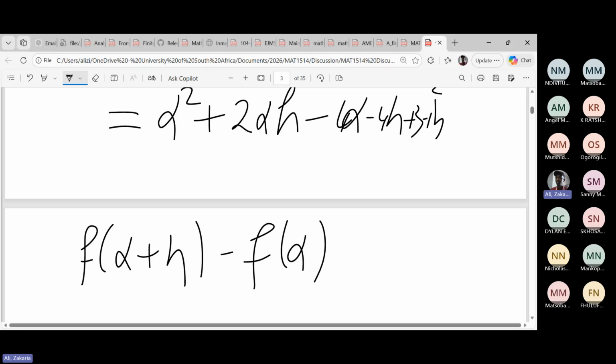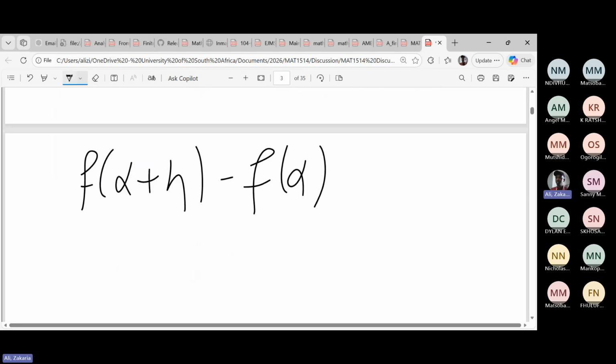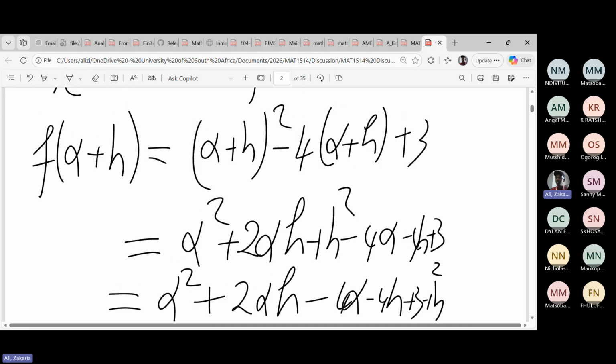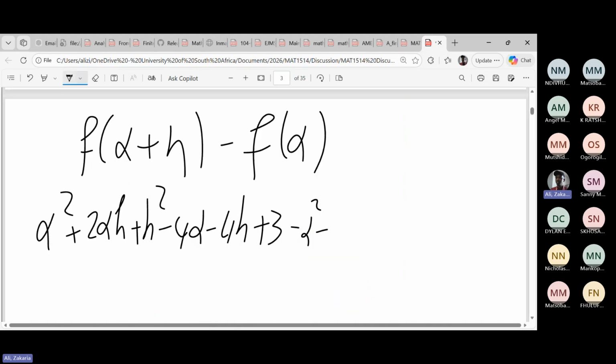And then when you substitute, if you look at f of h plus alpha, it was alpha squared plus 2 alpha h, let's say, plus h squared minus 4 alpha minus 4h, and then plus 3. Then f of alpha becomes minus alpha squared. Let me go and check f of alpha. Minus alpha squared, so minus times minus becomes a plus, plus 4 alpha, and then minus 3, right? You can check if there are some issues.